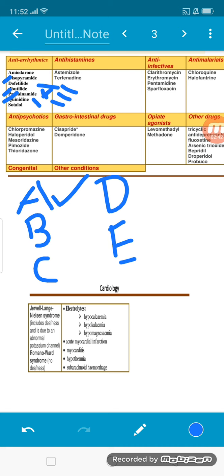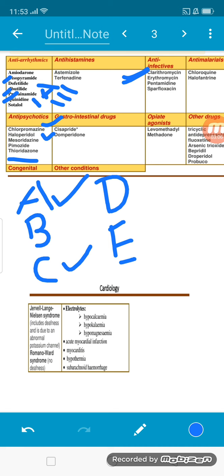The B stands for antibiotics. What are those antibiotics? These are erythromycin, clarithromycin, and pentamidine. And C stands for antipsychotics. Those are haloperidol, chlorpromazine, and thioridazine. These are the ones which do cause a long QT interval.